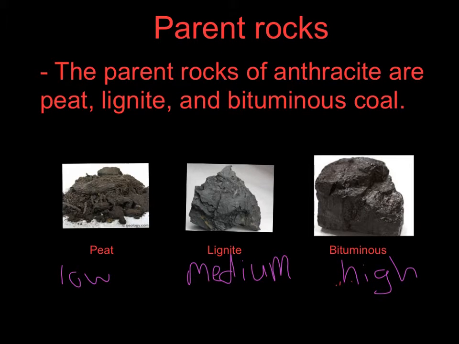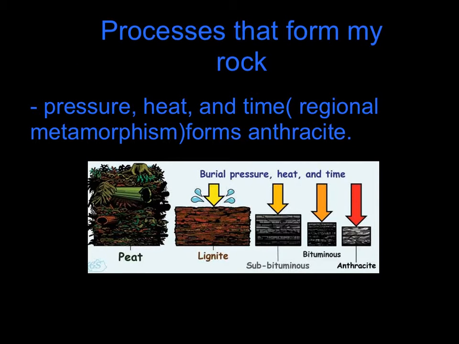The parent rocks of anthracite are peat, lignite, and bituminous coal. Peat is the lowest form, and then with heat and pressure, it goes up to lignite, and with even more pressure, it goes up to bituminous coal, which after that forms into anthracite. The processes that form my rock anthracite are pressure, heat, and time. This is also known as regional metamorphism.